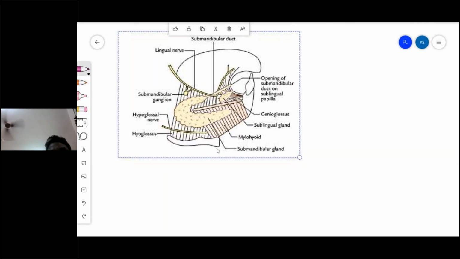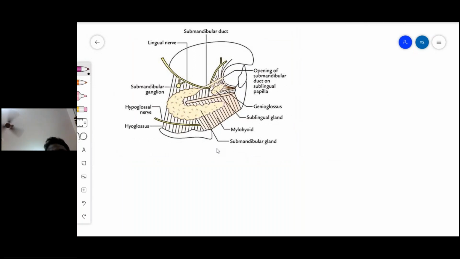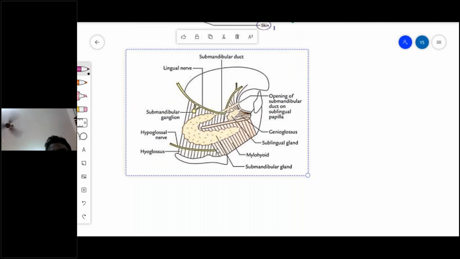Can we see the picture? Can you see the picture? Yes, sir.